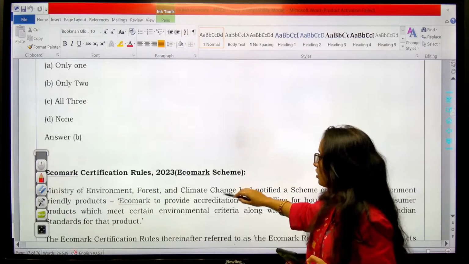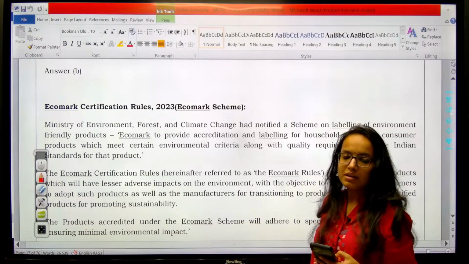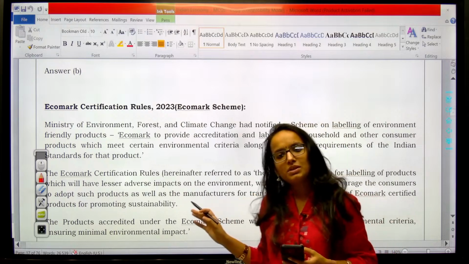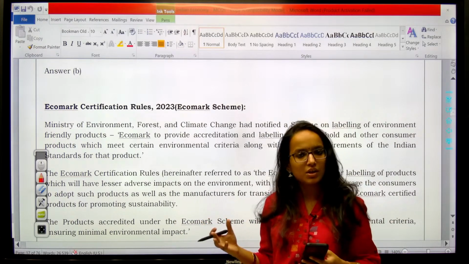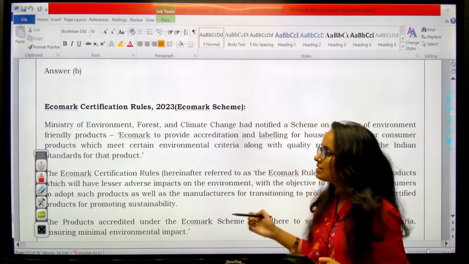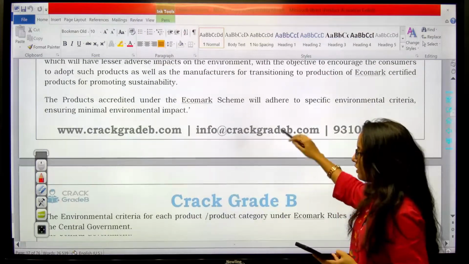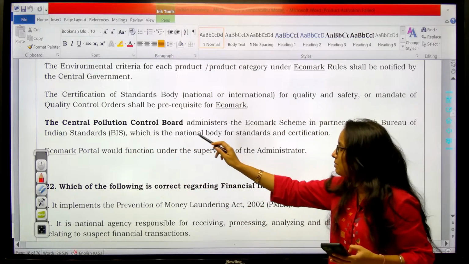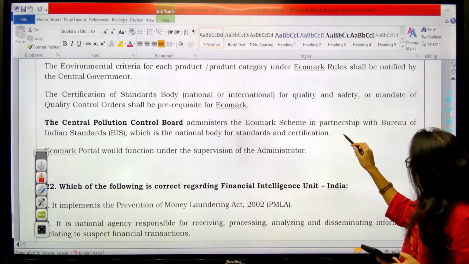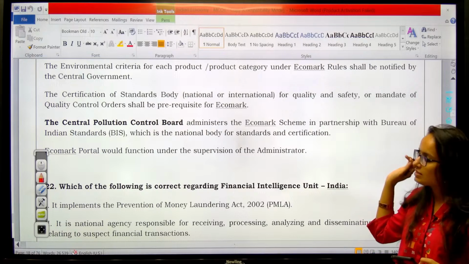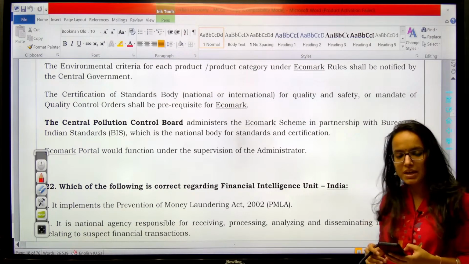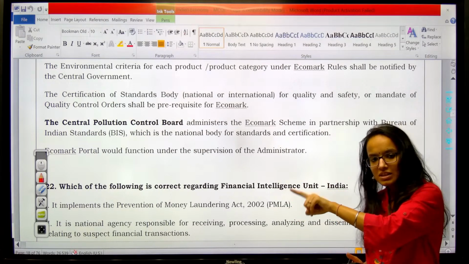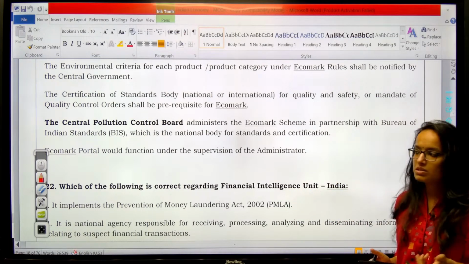Yes. Second is wrong. EcoMark label is not administered by your NGT, National Green Tribunal. It is administered by your CPCB, Central Pollution Control Board. Remember, EcoMark certification program is administered by Central Pollution Control Board. So CPCB administers the EcoMark scheme in partnership with Bureau of Indian Standards. Yes, CPCB administers in partnership with BIS, it is true, but not NGT. Clear? CPCB will administer it in partnership with BIS.